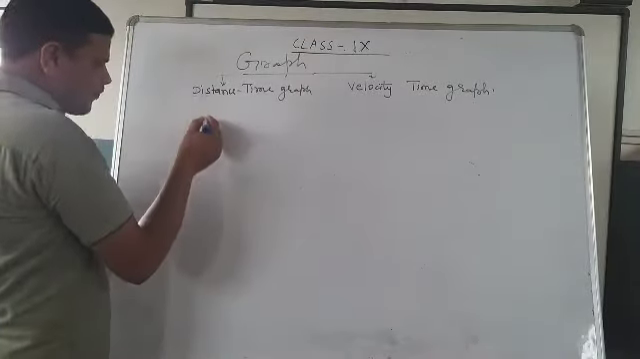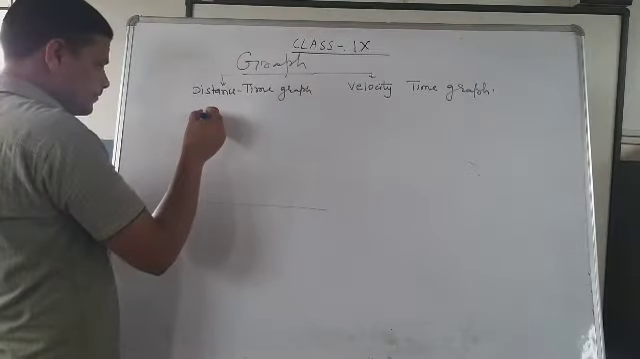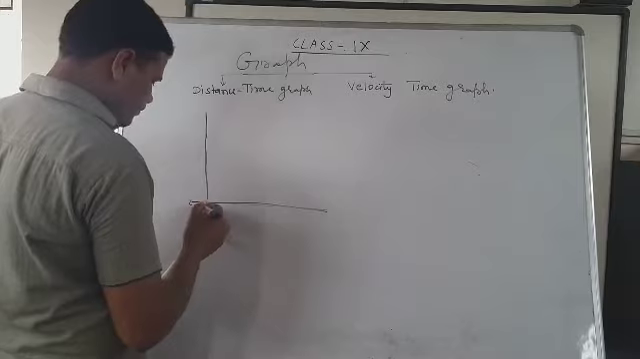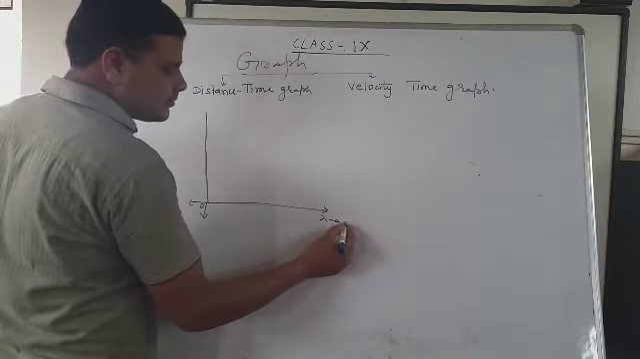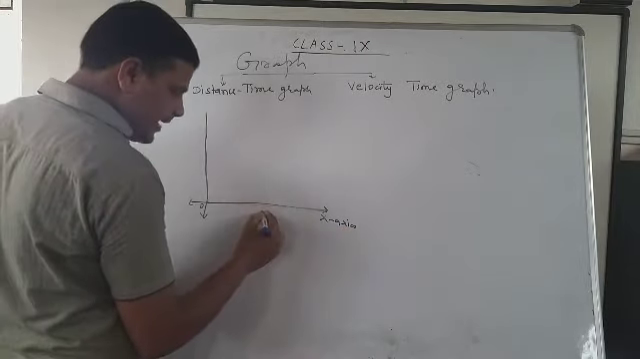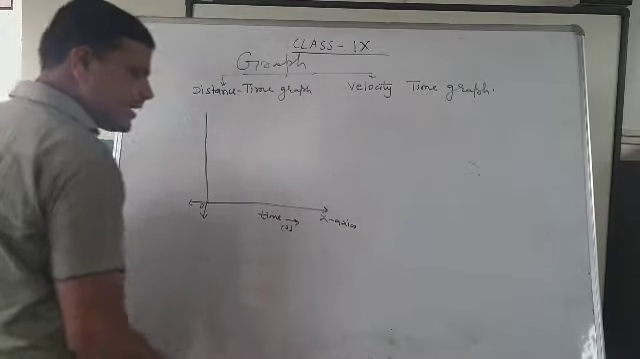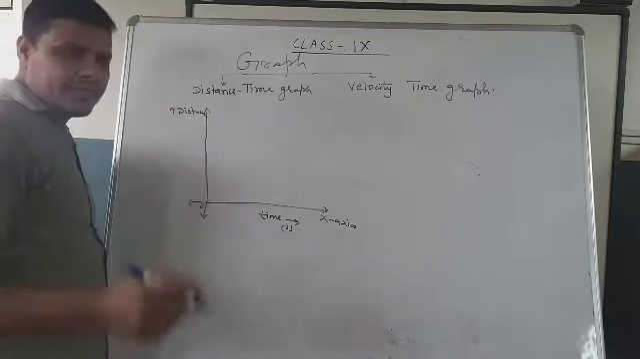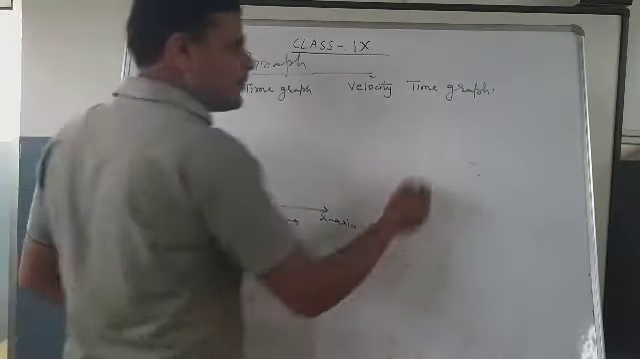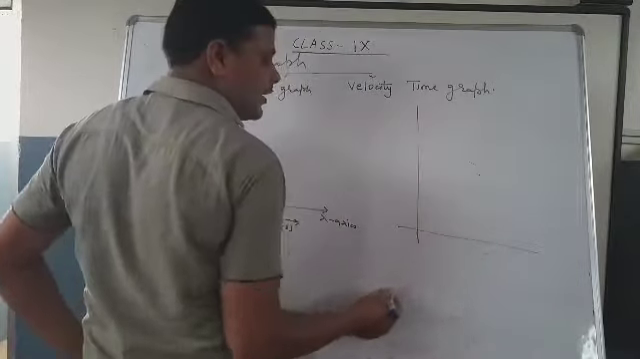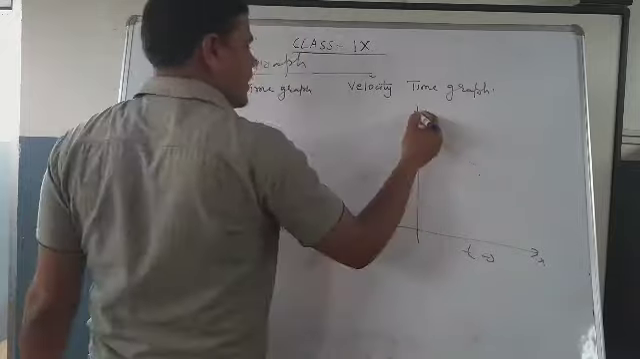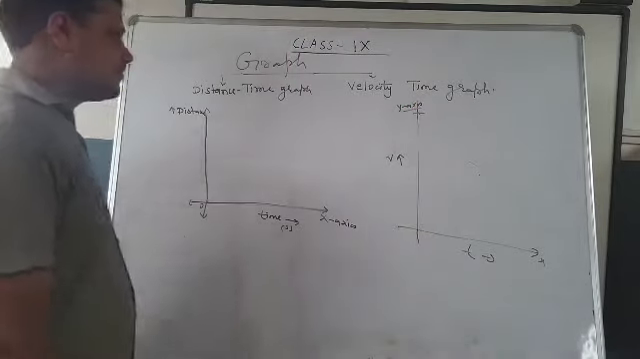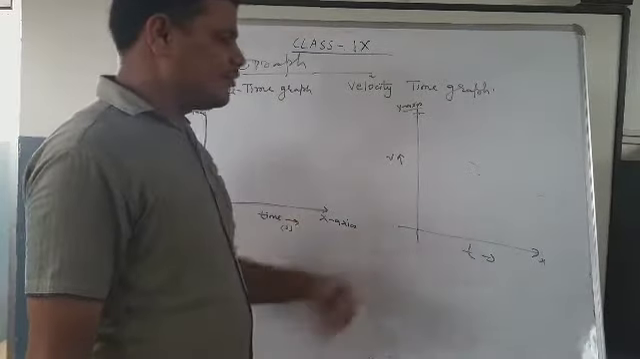In the distance time graph, on the x-axis we provide time in seconds, and on the y-axis we provide the distance, which can be in kilometers or meters. In the velocity time graph, time is the same on the x-axis and velocity will be on the y-axis. This is the distance time graph, this is the velocity time graph.